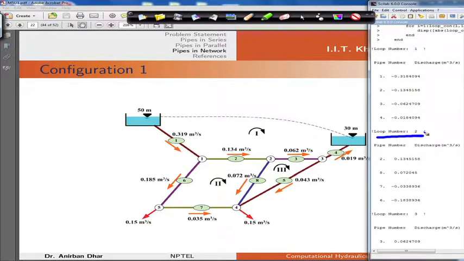For loop 2, this pipe number 2 is positive, this is consistent. Pipe number 8, again this is positive, this is consistent. Pipe number 7, this is negative. Pipe number 6, this is negative. Again we are getting the same value here.